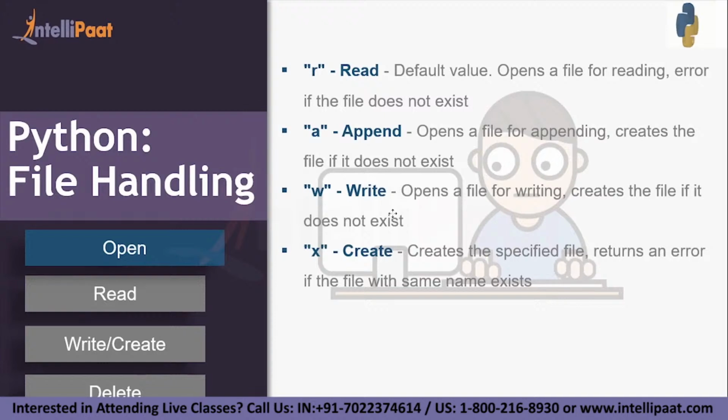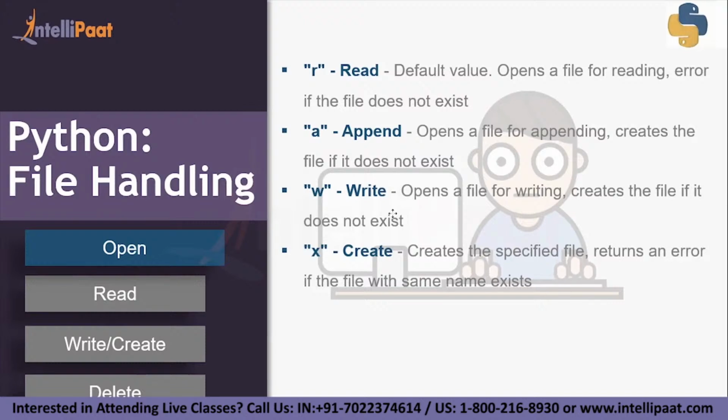Next is append, and the mode is A. It will open a file for appending, and in case the file does not exist, it would create a new one. Next mode is W, which is write. It opens a file for writing and creates a file if it does not exist. I'll tell you about the difference between appending and writing later in this section. Next and the final one is create, that is X. It creates the specified file and returns an error if a file with the same name already exists.